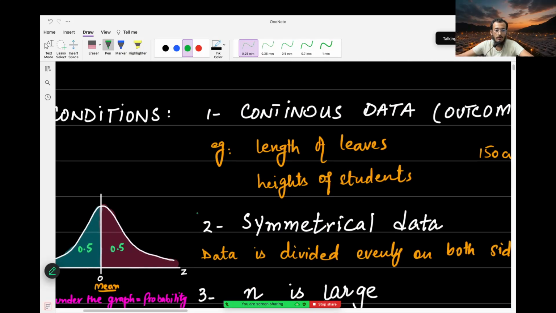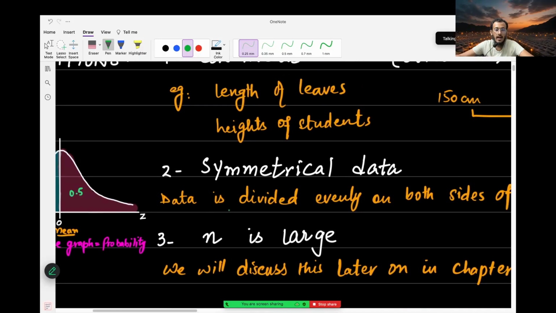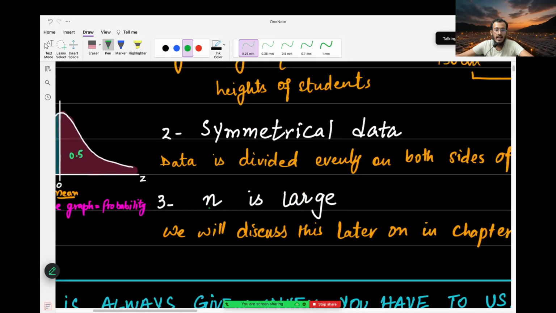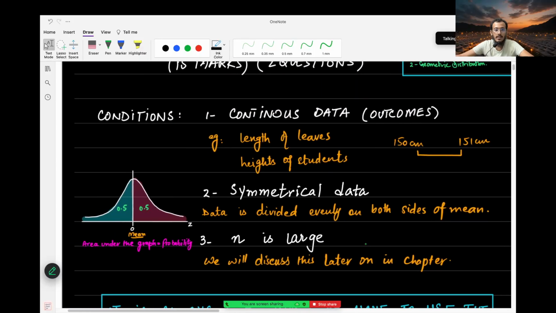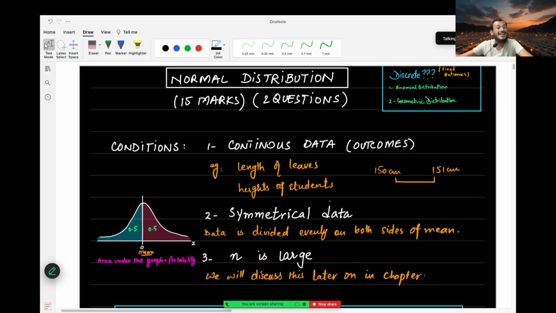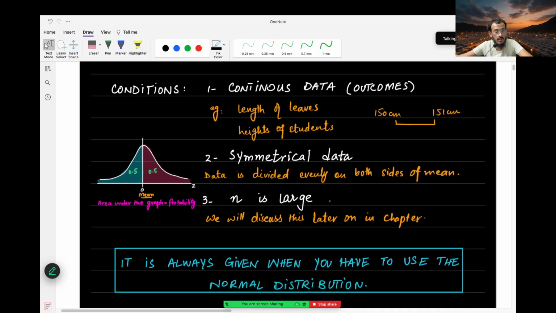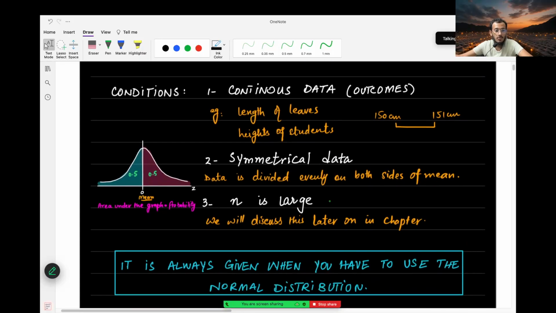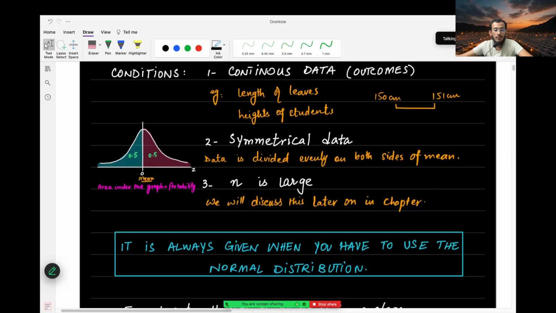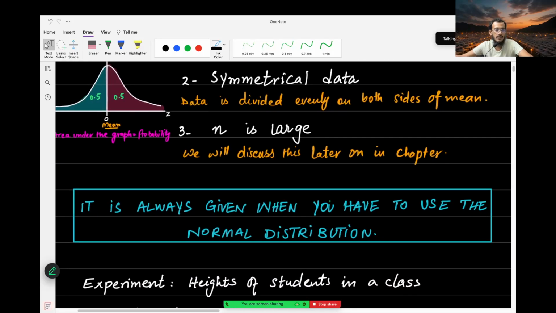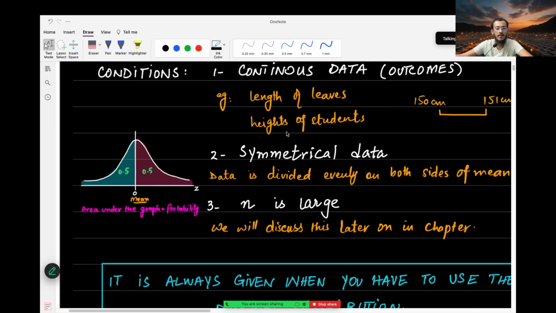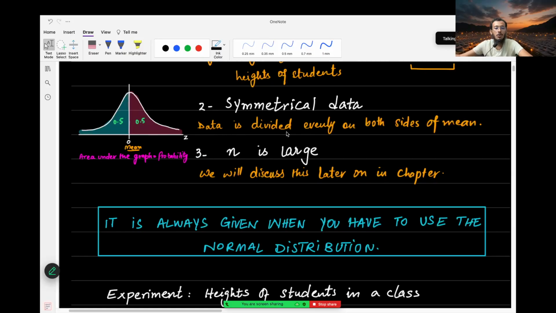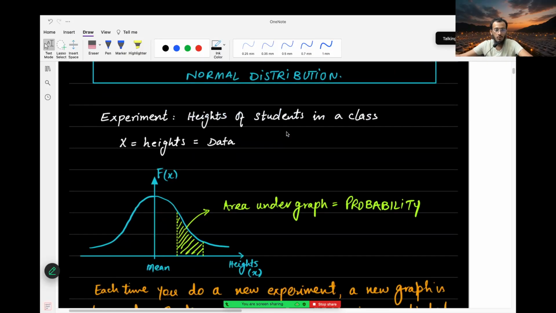So this is the second one, and for the third one, the condition is n is large. We will discuss it later in the chapter. So these are the three conditions via which you will understand that this is a normal distribution question, I mean, you have to apply normal distribution. It is always given when you have to use the normal distribution in the question. So this is a plus point. Earlier we had to identify first whether this is binomial or geometric. The question never explicitly stated it, but here it is always given when you use the normal distribution, so you don't have to worry about that.